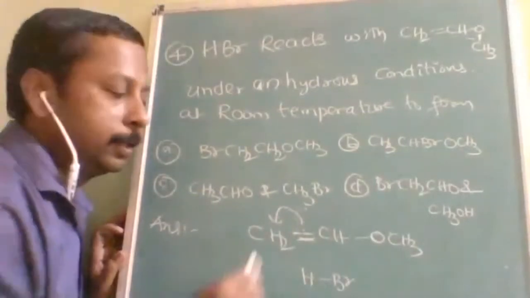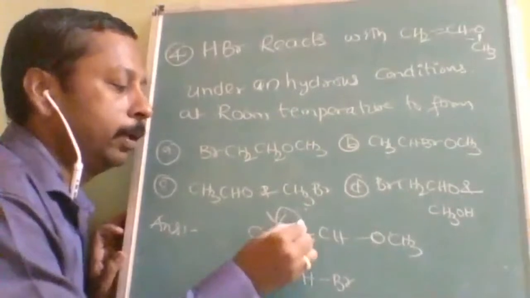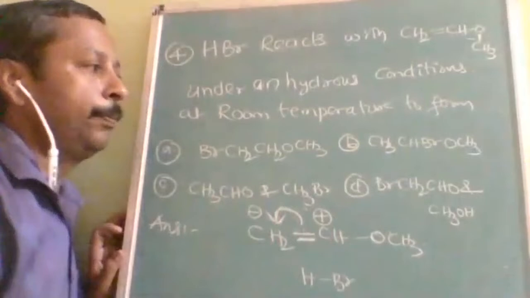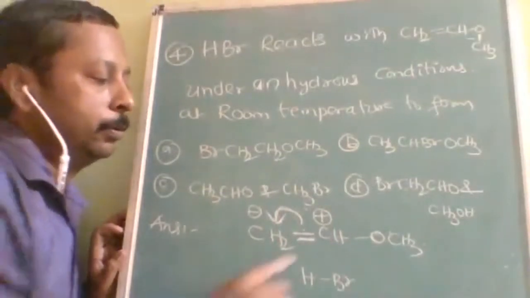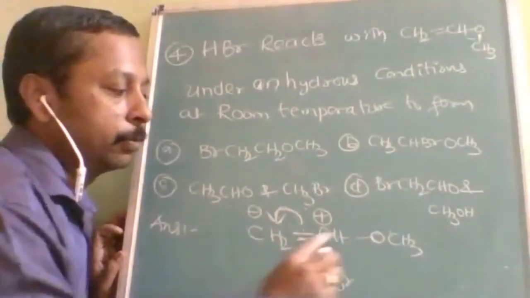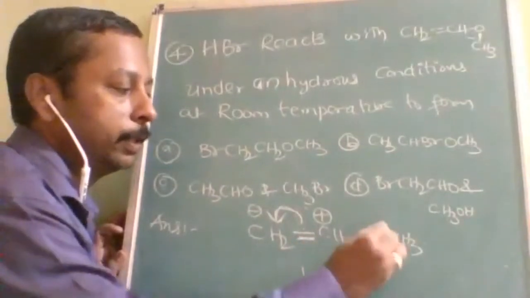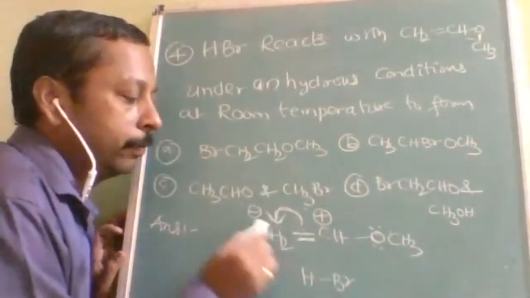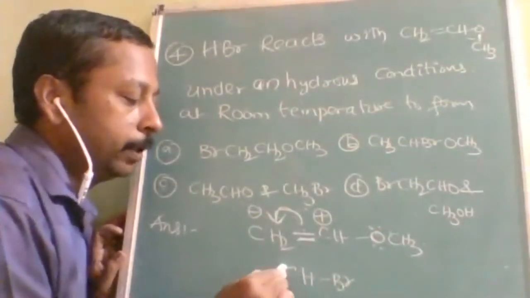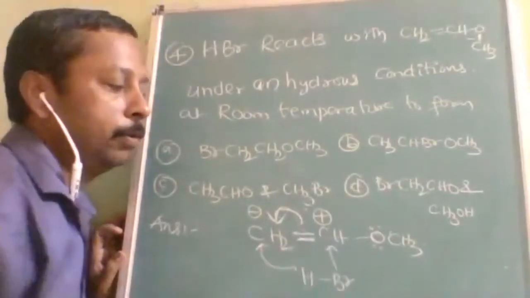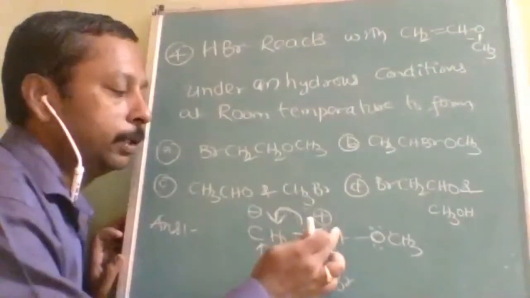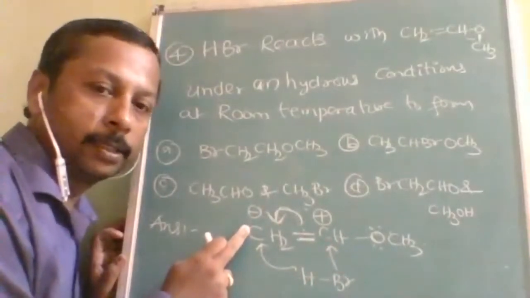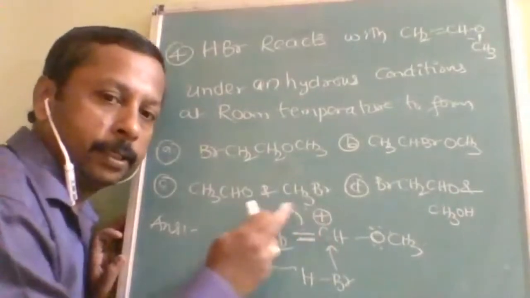Now let us see the first condition. If the pi bond electron goes onto this carbon atom, this will be plus and this will be minus. This is going to be the most stable carbocation because of resonance. Now this will be minus, so at that time H plus will go this side, Br will go this side. If it goes the other side, this carbocation is a 1 degree carbocation, which is unstable. So to avoid that, this is the correct option.